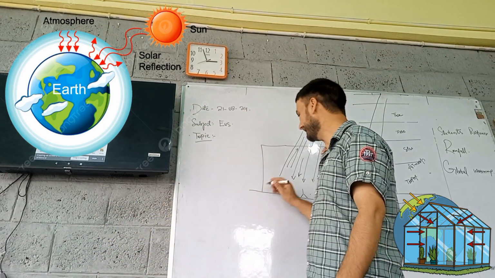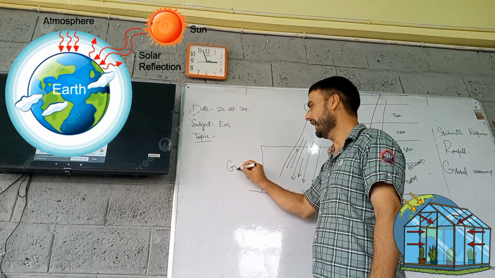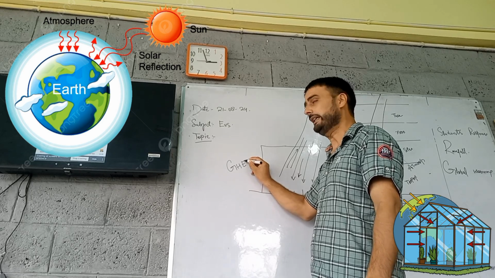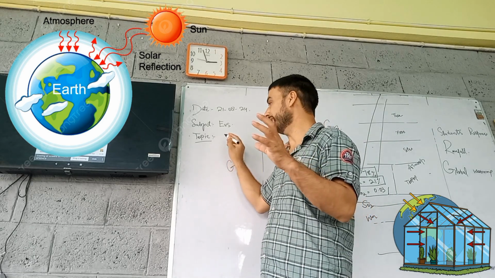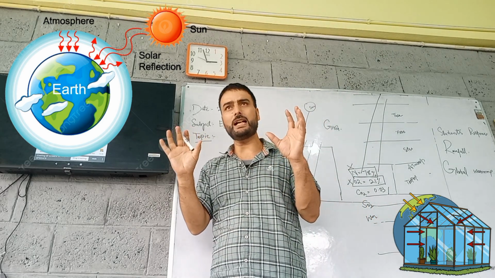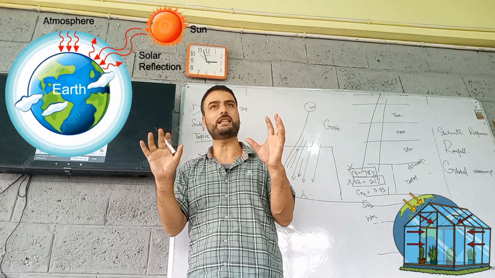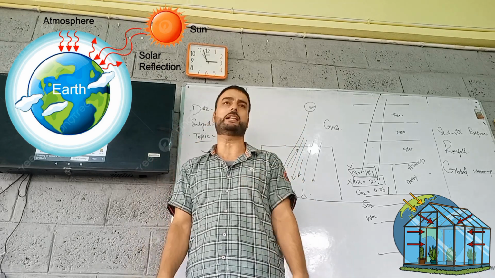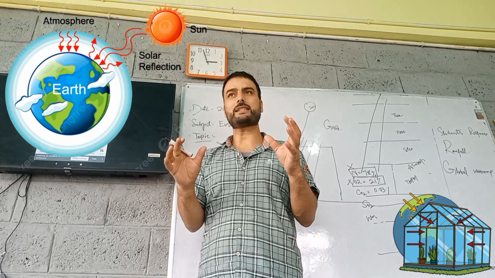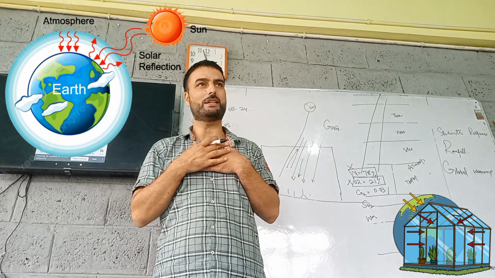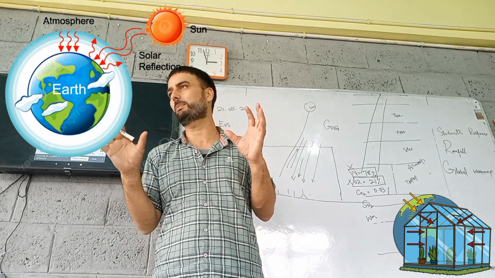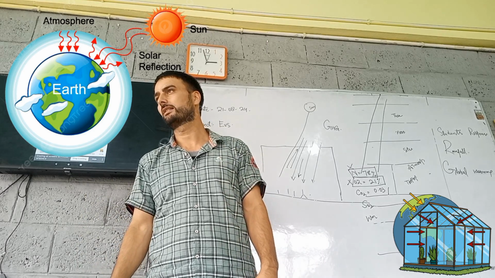So this effect is known as the greenhouse effect. Greenhouse effect means the trapping of sun rays or solar radiation by greenhouse gases like carbon dioxide, which makes the temperature favorable for us. This is known as the greenhouse effect.